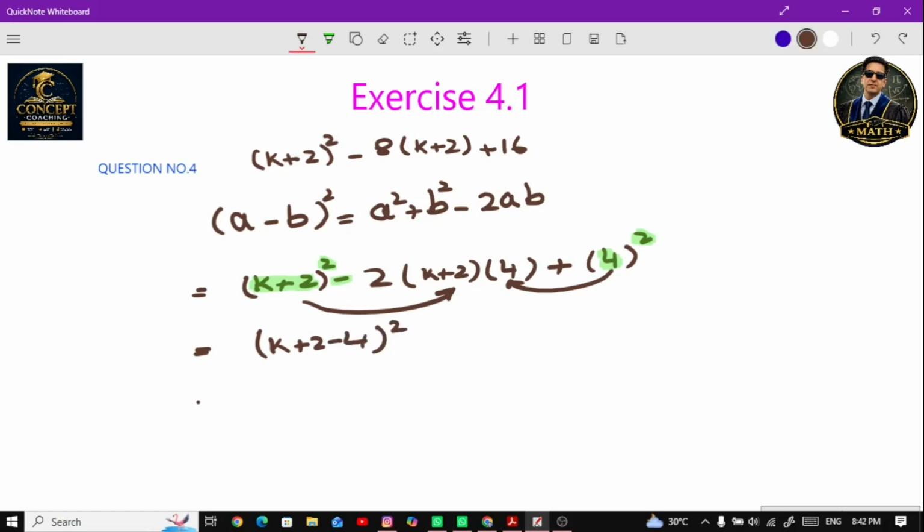Now you may simplify this. This is (k plus 2 minus 4) whole square, or you may simplify this as (k minus 4 plus 2), this is (k minus 2) whole square. So that's all. This is the factorization, and this is the final answer.